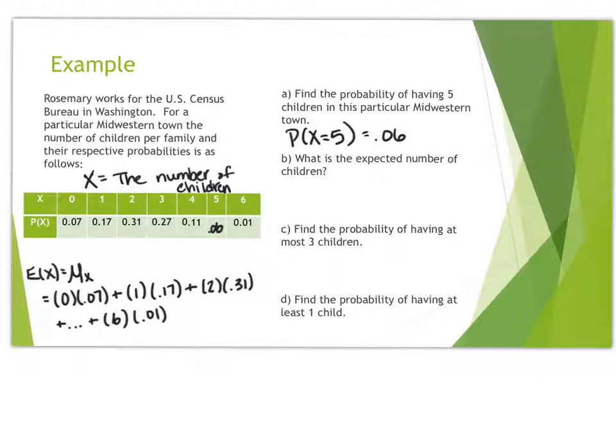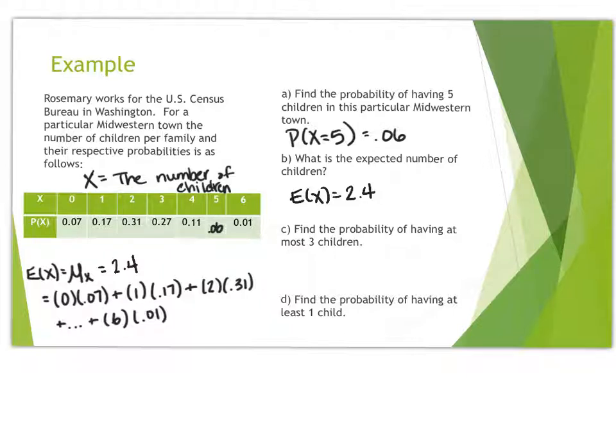And when you do all of that, you're going to get that the expected value of X, or mu of X, is equal to 2.4. This means the long run average, or if we did this experiment a number of times using these probabilities and these X's, we're going to get on average about 2.4 children. So the expected value of X equals 2.4 children per family.